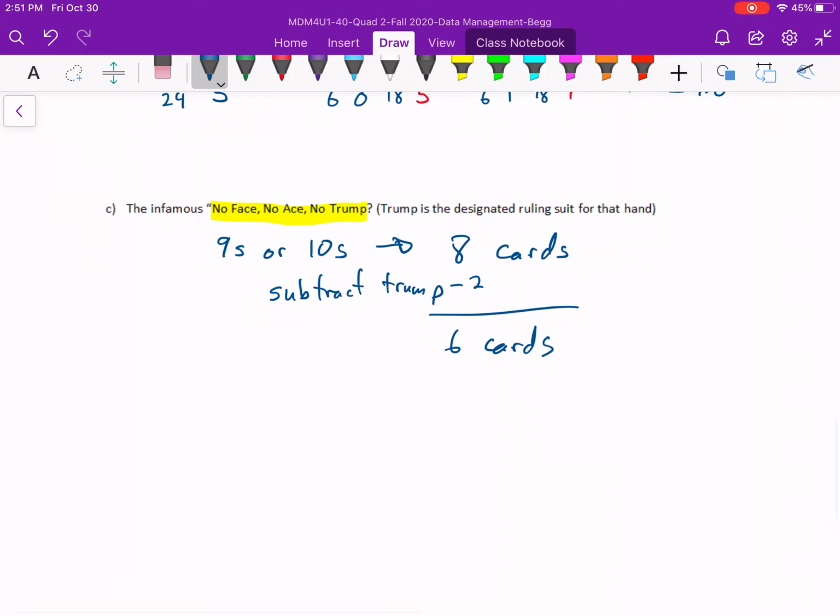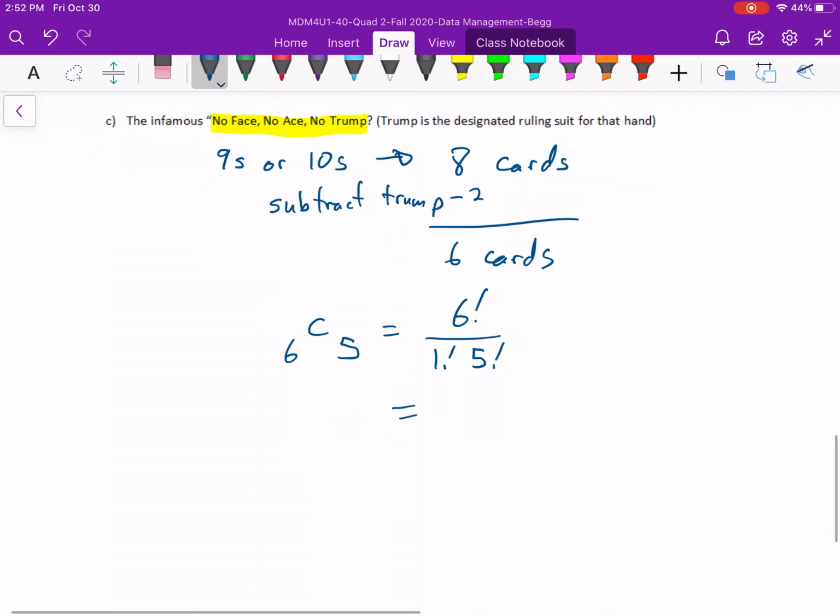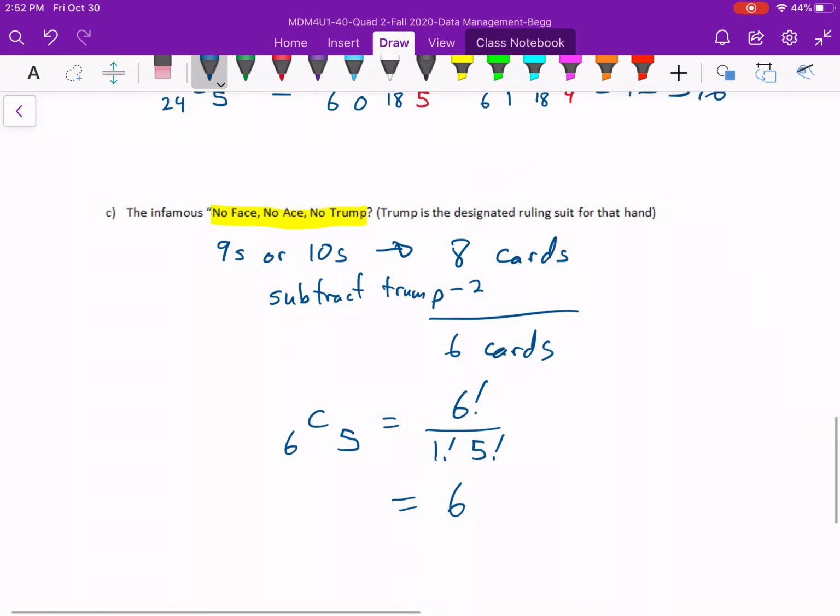So of those 6 cards, we have to get 5 of the 6 cards. So it'd be 6, choose 5, which is just going to equal 6. We don't even need a calculator for this one. If we remember the formula, it's 6 factorial over 6 minus 5 factorial, which is 1 factorial times 5 factorial. And 1 factorial is simply equal to 1. 6 factorial divided by 5 factorial reduces to just 6. There's 6 ways to get no ace, no face, no trump.